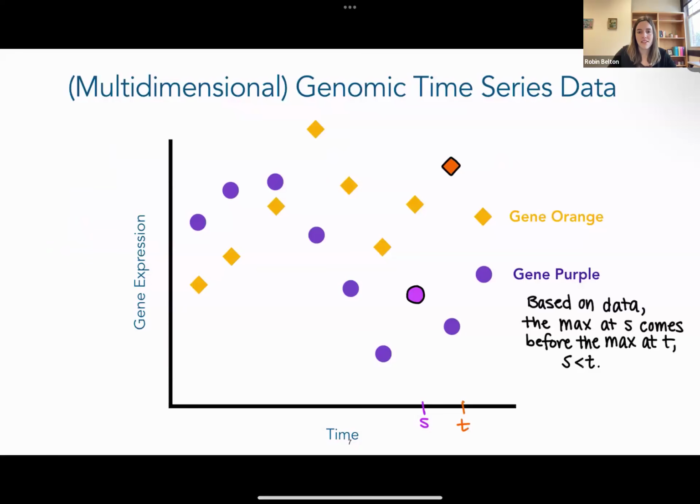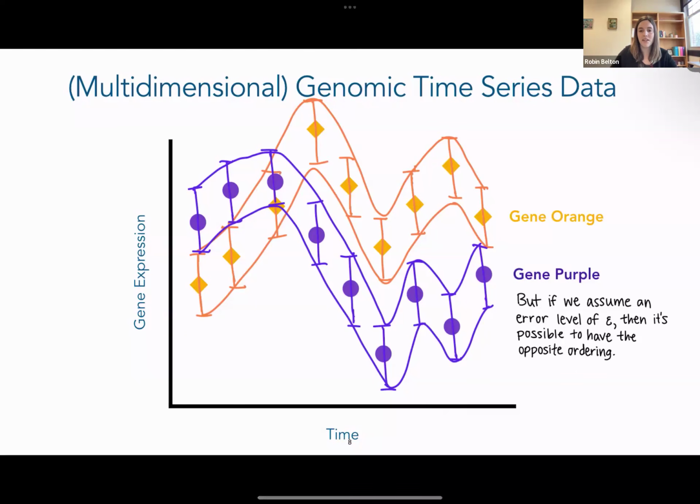Okay. So as I mentioned, we're working with noisy data and we want to capture our orderings, but make sure we take noise into account. So what do I mean by that? So looking back at this example, if we were to look at the data, we would say that this max at S, our purple max here, comes before the orange max at T. So we would have this ordering.